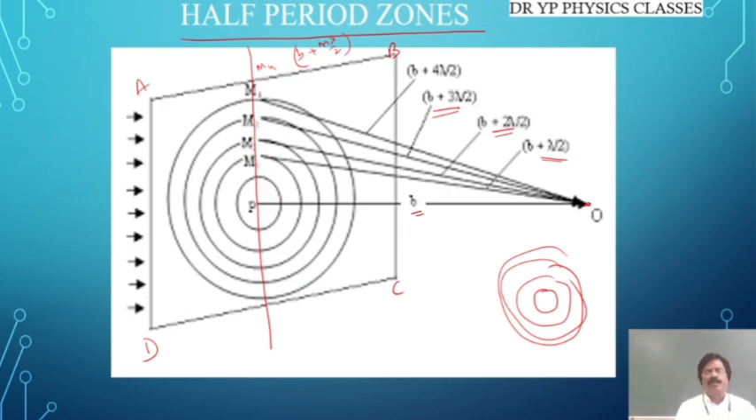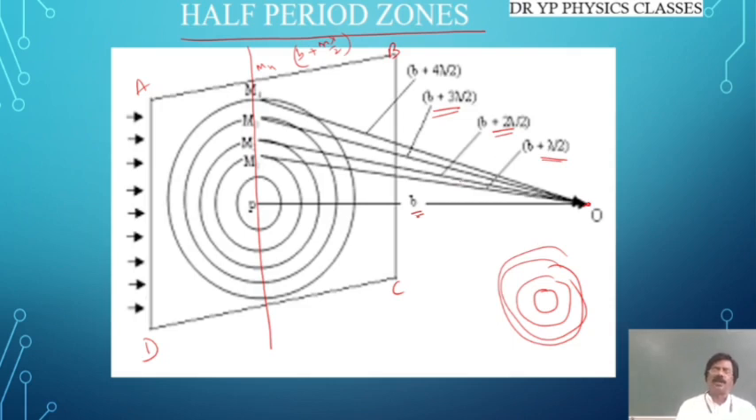Now, the light from one zone to another zone in reaching the point O is different. They are not the same, because each disturbance produces its own effect in its own time. Therefore, these disturbances in reaching the point O are different. Let us consider the phase difference and the path difference.